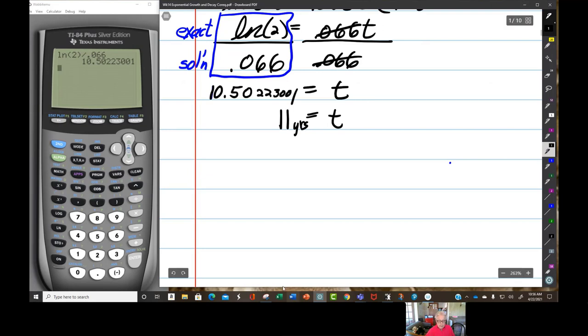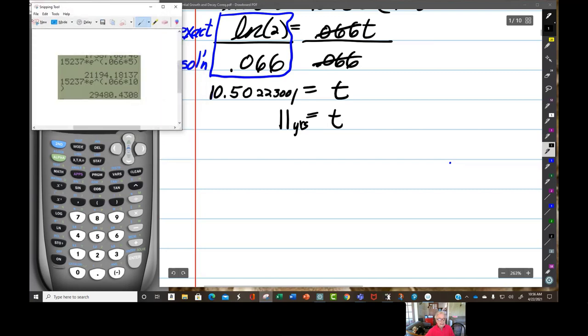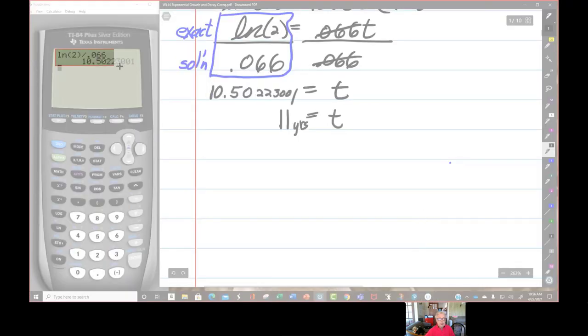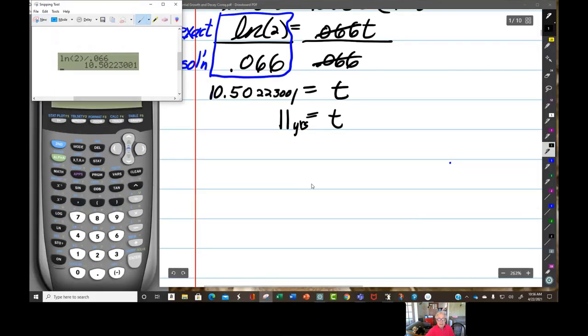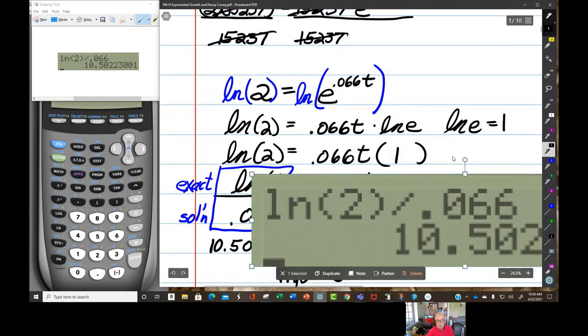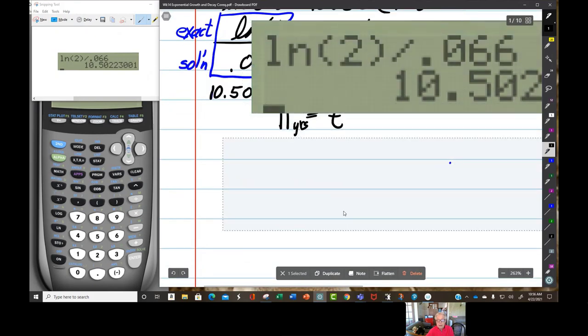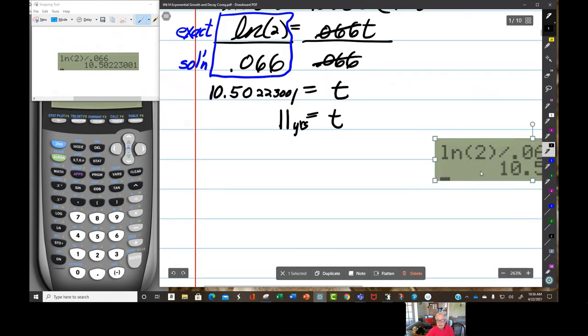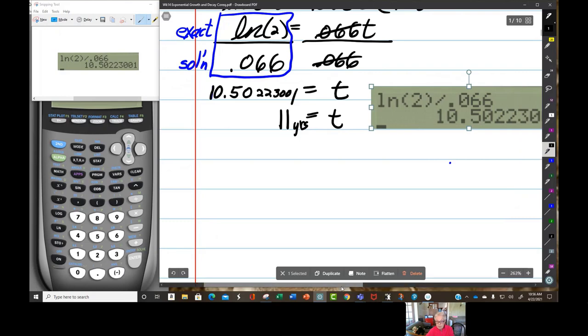So let me get a picture of this too. I think it's valuable to just include photos. Since we have time, we're going to be on this for 2 days. I might as well add these to your notes, so that when you go back over them, if you go back over them, you'll see what the calculator did. And that can be very, very helpful.